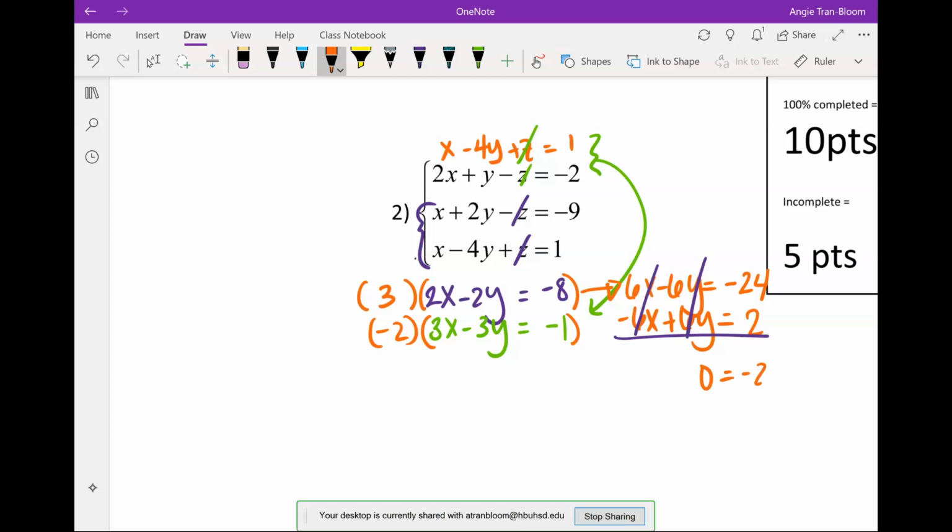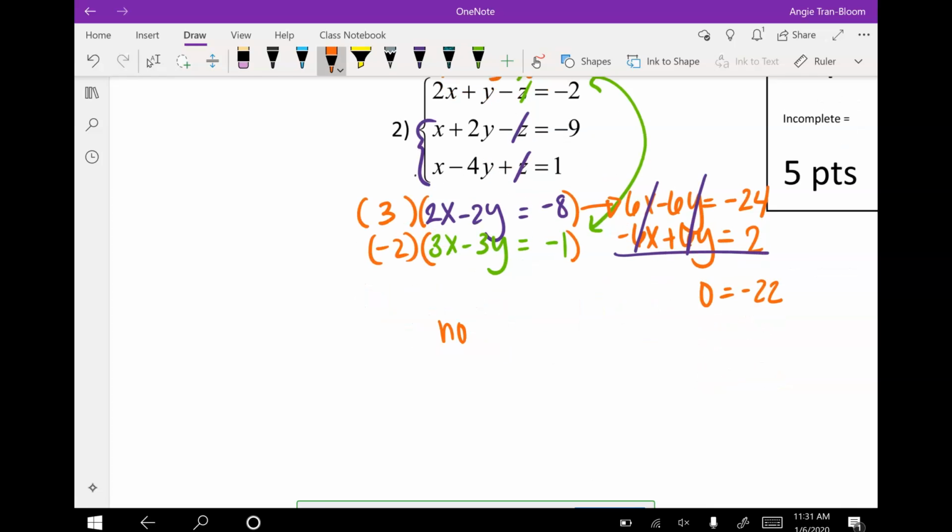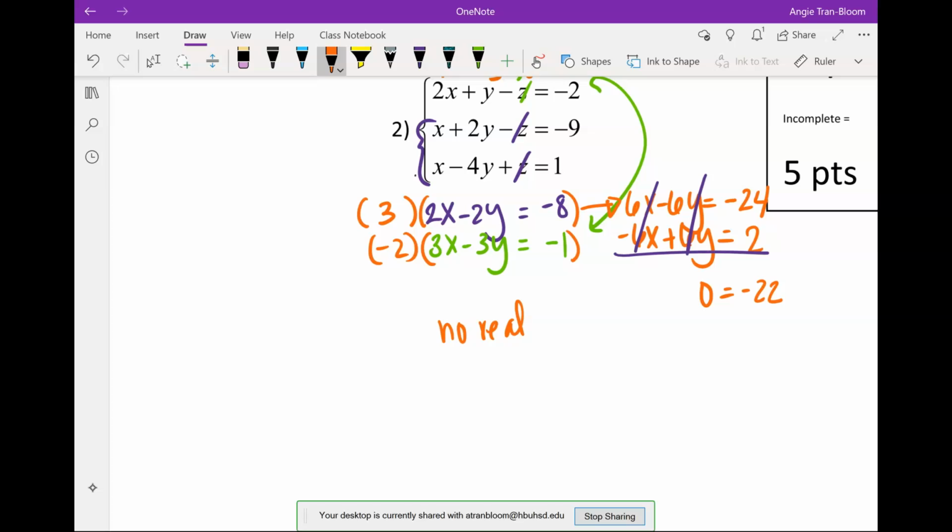0 equals negative 22. Class, is that possible? No. So what kind of answer are we going to have? No real solution. No real solutions, y'all. Because that's not possible.